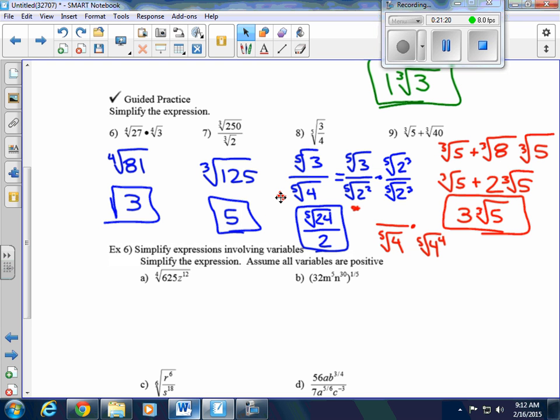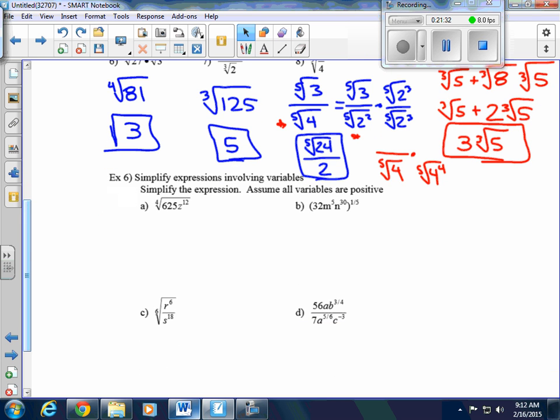And in number 9, we had to take a factor of 40 that had a third root out so that we could get like terms and add those two together. So in example 6, now we're going to simplify expressions involving variables.